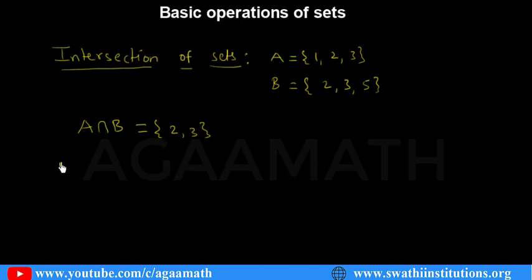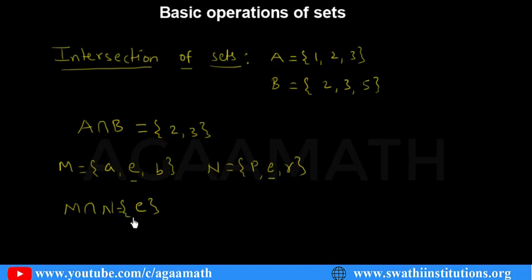Let M equal A, E, B, and set N equal P, E, R. Now what is M intersection N? Intersection means the common elements, which should be in both the sets. So element E is in both, and any more common? Only one. So M intersection N is only E. So this is about the intersection of sets.